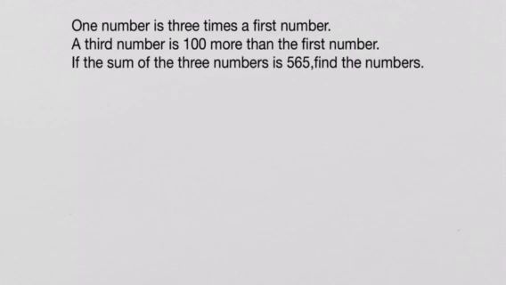According to the problem, one number is 3 times the first number. So we're comparing it to the first number. A third number is 100 more than, again, the first number. So in both cases, we're comparing to the first number.